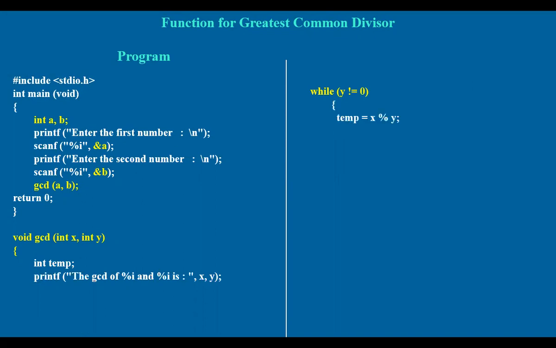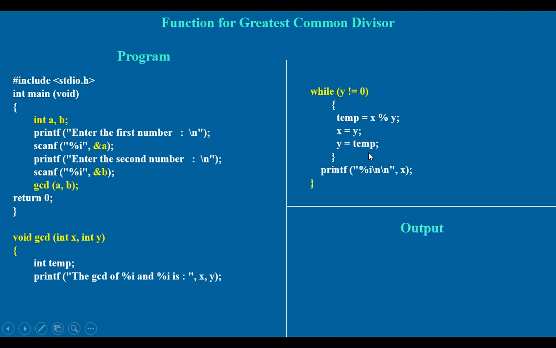So here x modulus y is taken, and the remainder is kept in the temp variable, and the original x value is replaced with the y value, and the y value takes the remainder, which is kept in temp. So this is the function. Finally it prints the x value here. That is the required result. So this is the function GCD, and let's compile and execute this program.